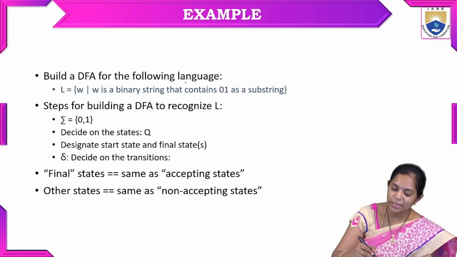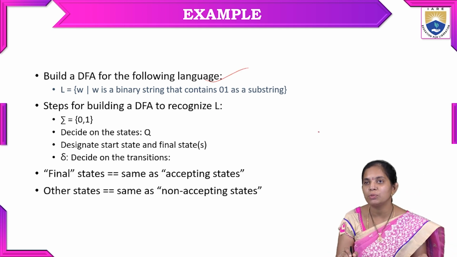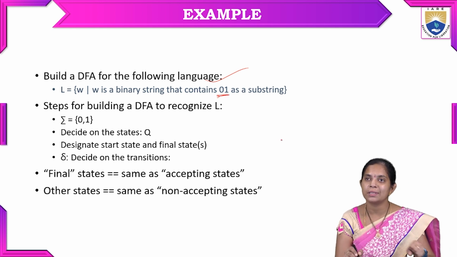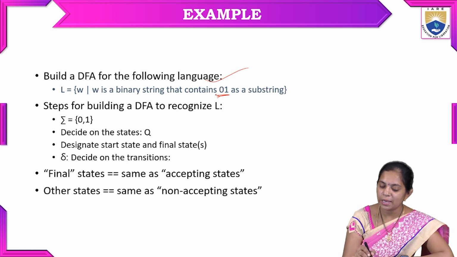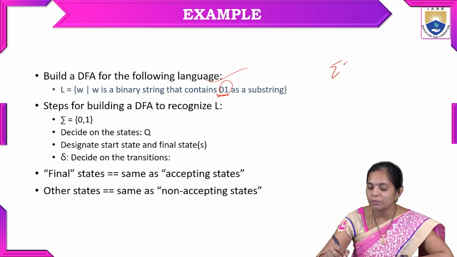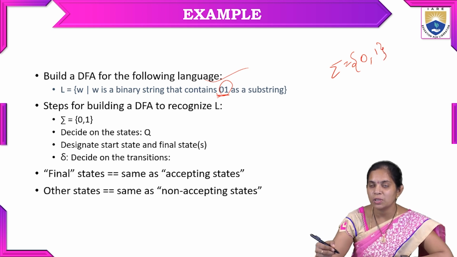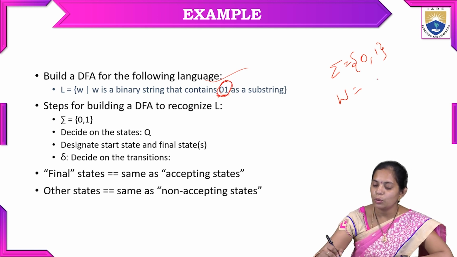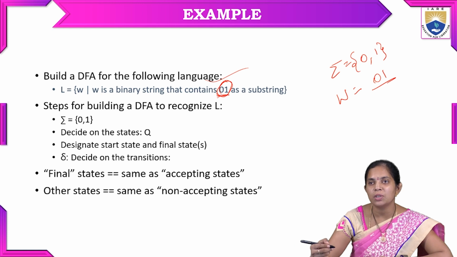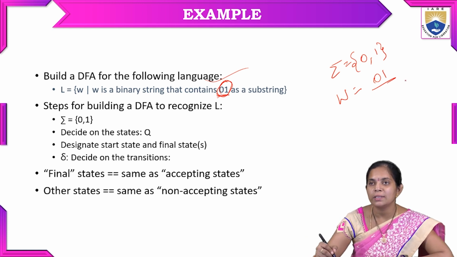And here they ask us to build a DFA for the following language. The language contains the substring 01, with sigma equal to {0, 1}. Whatever word we take, the substring 01 should be there. This is the condition they are telling. So we can say it is the language which contains 01 as a substring.